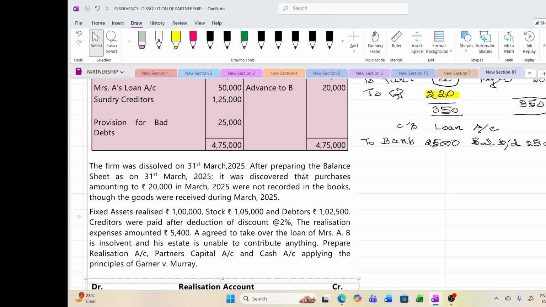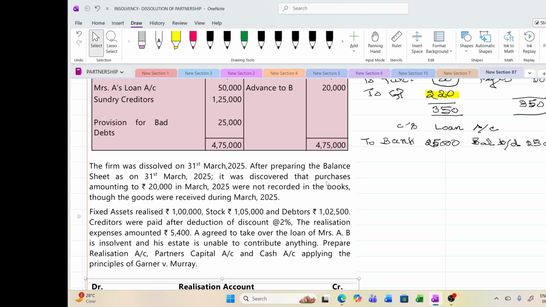After preparing the balance sheet, it was discovered that purchases amounting to 20,000 in March 25 itself were made but not recorded in the books, though the goods were received during March itself. Goods also received, everything is done, but it is not taken into the books of account. What will be the effect if you are not taking the purchases into your books? What should have been done?